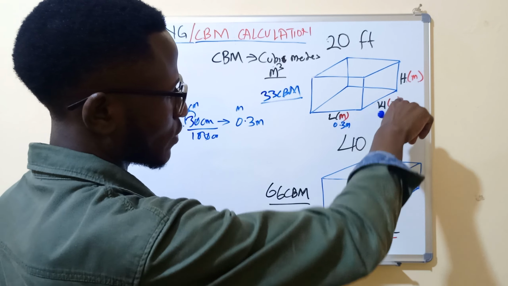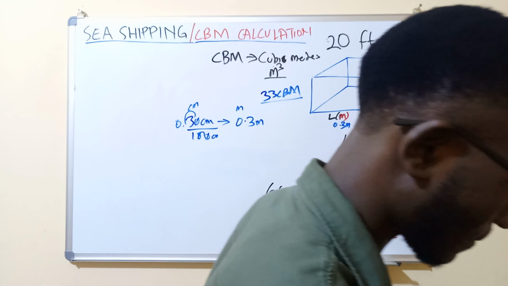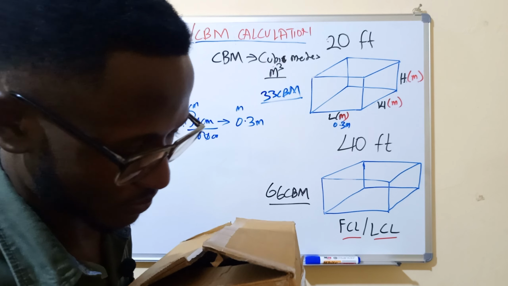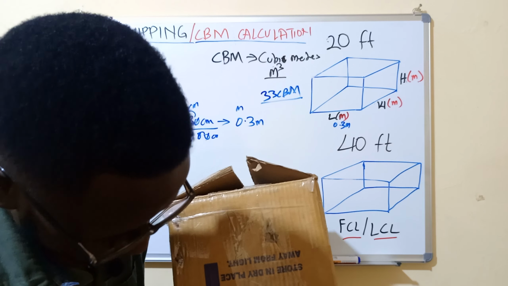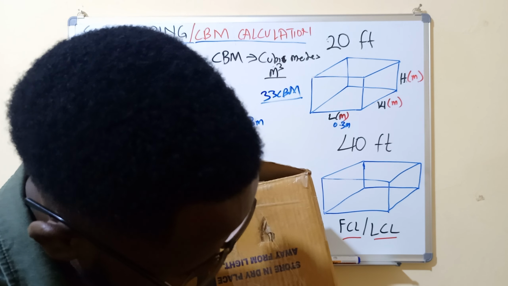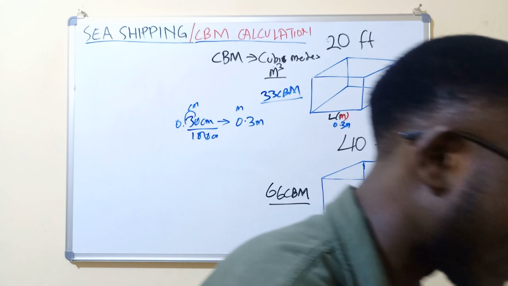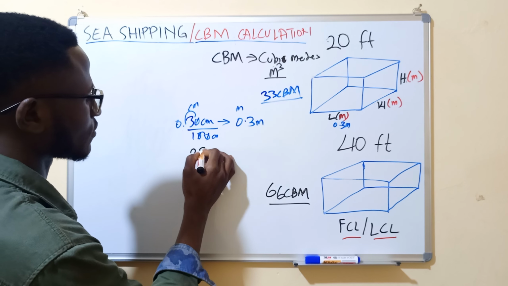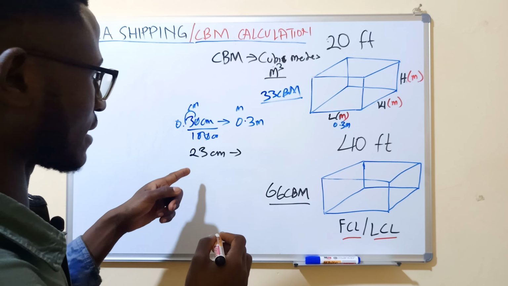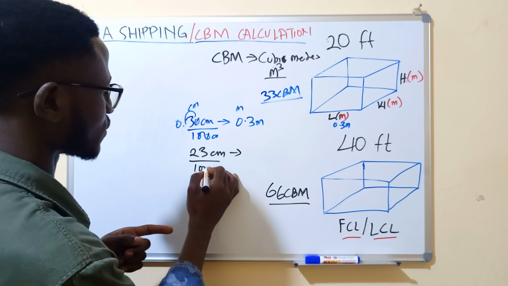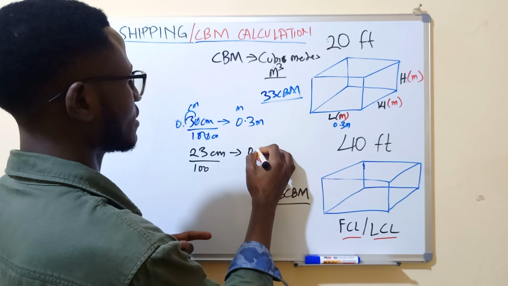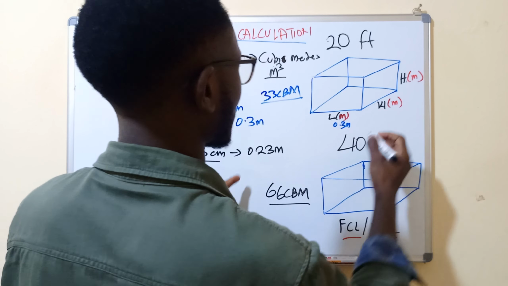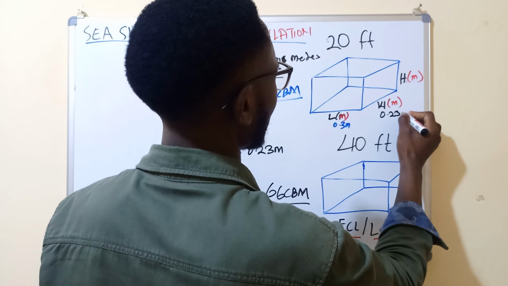Now, we shall put here our 0.3 meters. Let's weigh the width of this box. Let me hope my mathematics didn't confuse anyone, please. The width of this box is going for 23 centimeters. As you can see, if we divide by 100, since we want to change it to meters, we should be able to get 0.23 meters. The unit we want for the CBM. So we shall put 0.23 meters here.